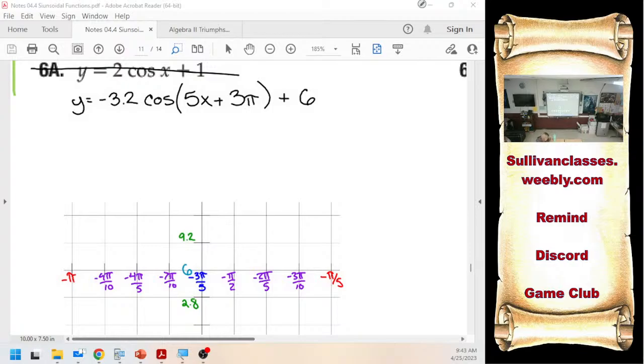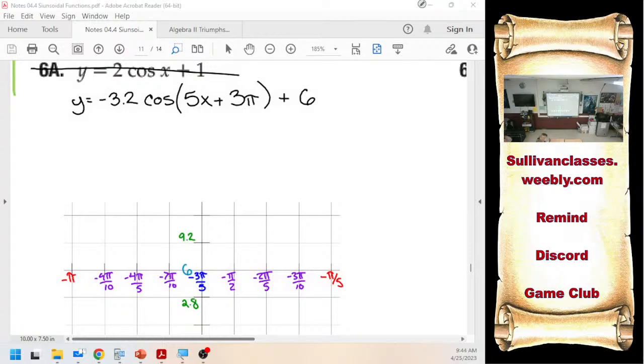Phase shift, negative C over B would be a negative 3 pi over 5. Cool? Period, 2 pi over B, B is 5, so 2 pi over 5 is period, which means the quarter marks are going to be pi over 10 increments. You just got to simplify as you go. Because a negative 3 pi over 5 can be written as a negative 6 pi over 10.